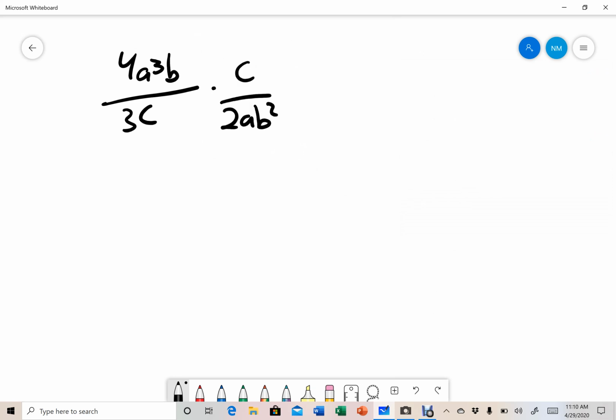Now let's look at another one. I've got 4a cubed b over 3c times c over 2ab squared.